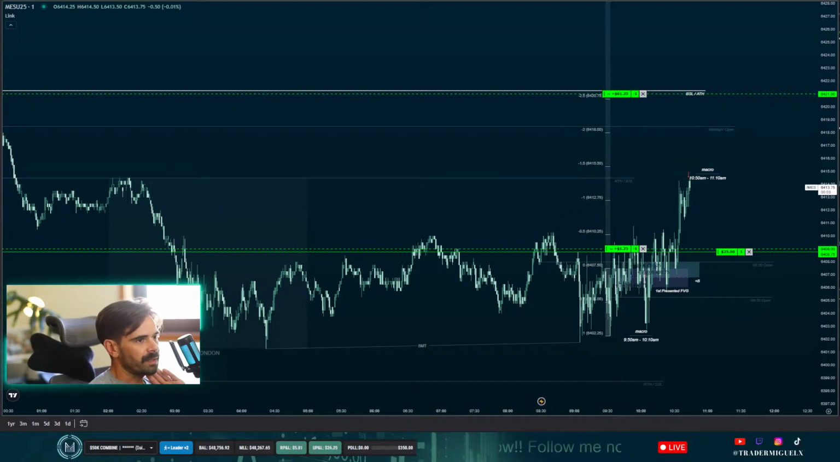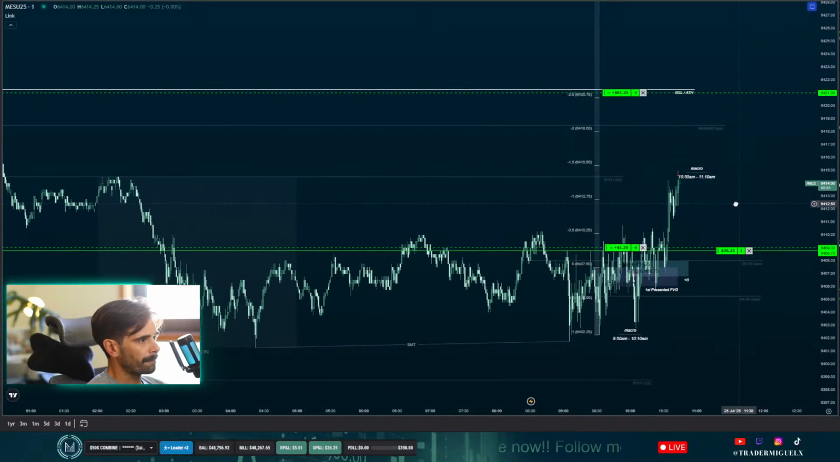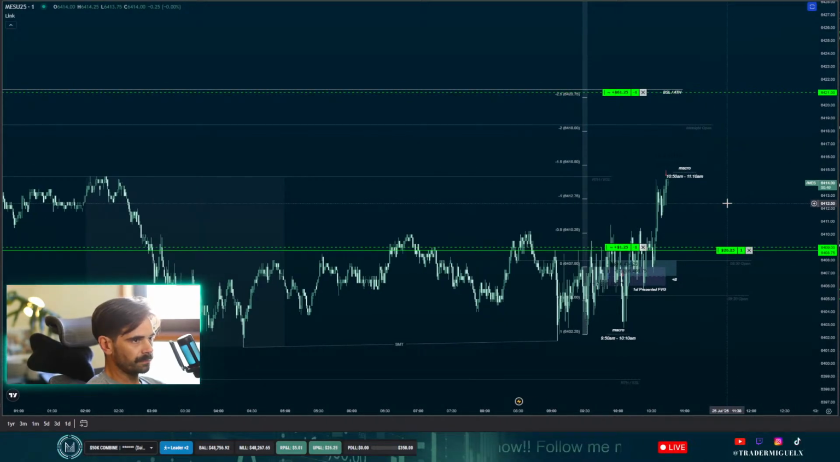I guess Topstep counts a partial taking as a new trade. So at this point, I'm locked out. I can't do anything more. Kind of weird, but it is what it is.